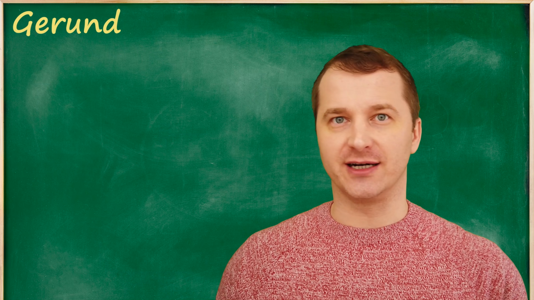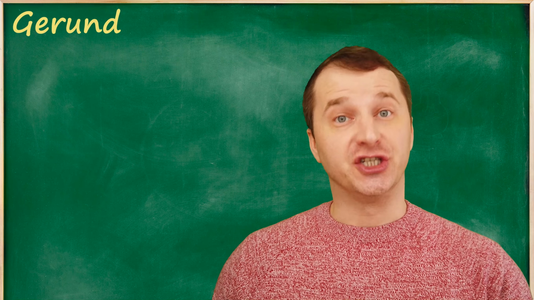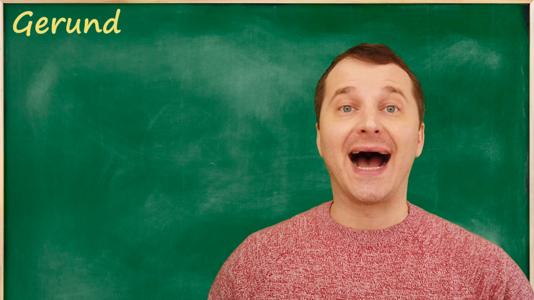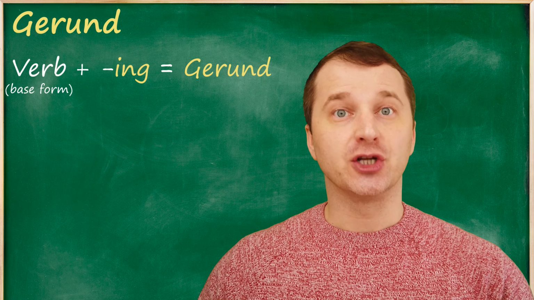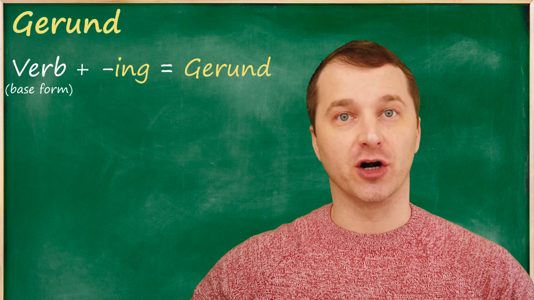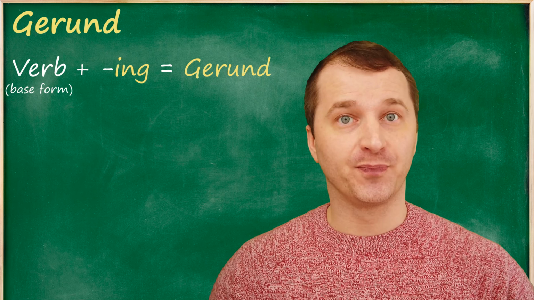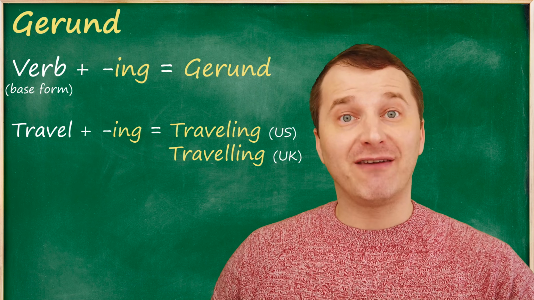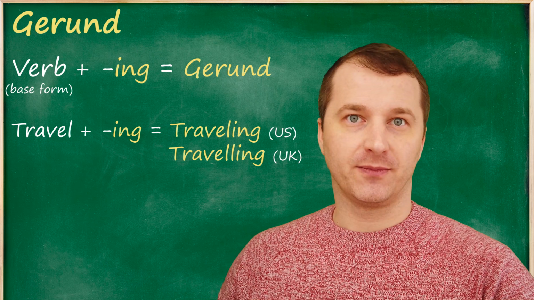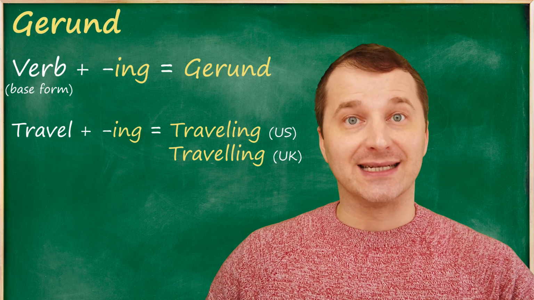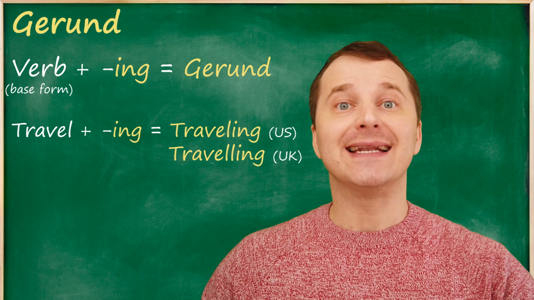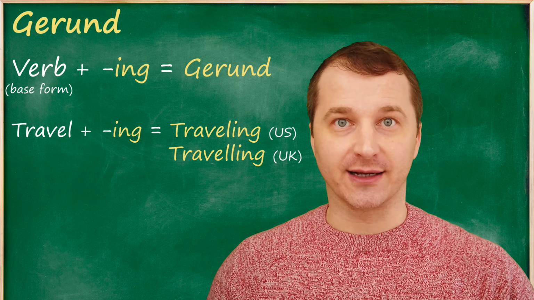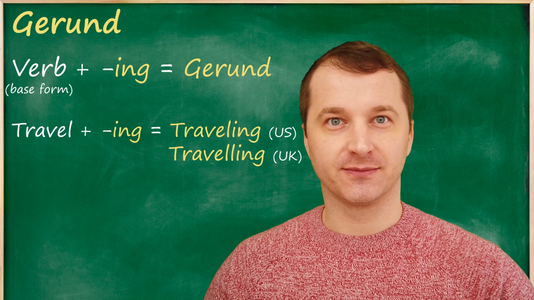How do we form gerunds? Gerunds are formed by adding ing to the base form of a verb. For example, let's take the word travel. Travel is the base form. And when we add ing to it, we end up with the word traveling, which is a gerund.